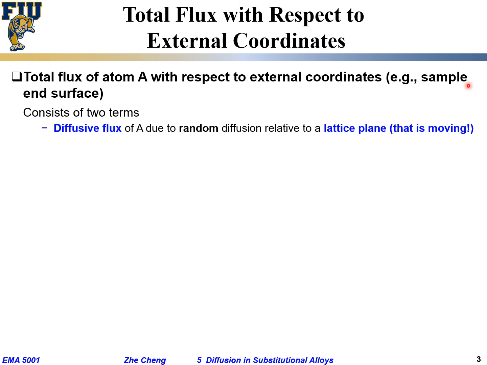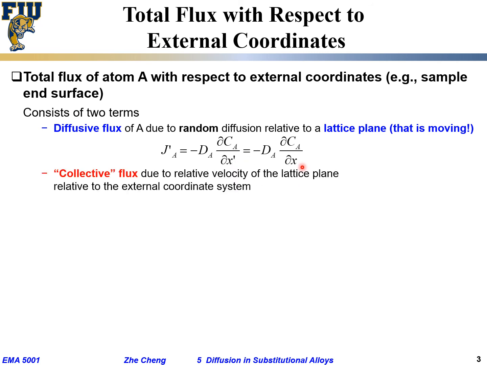The total flux is whatever I'm referring to with respect to my chosen plane, which is given by Fick's first law, D_A, the intrinsic diffusion coefficient, and the concentration gradient with respect to the local moving coordinate, which is the same as the stagnant coordinate, plus another term. The other term is, okay, the vacancy is moving. And as a result, my lattice plane is moving. And as a result, all the A atoms together are moving, because my lattice plane is moving.